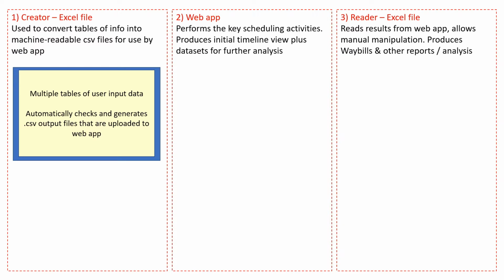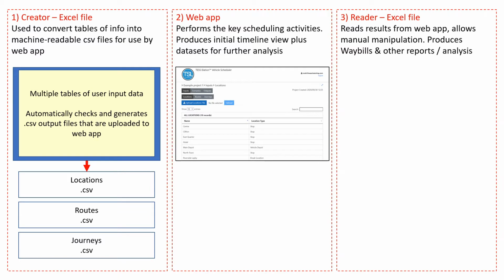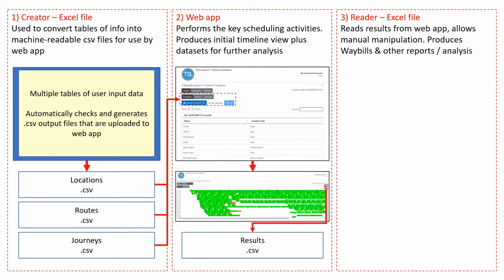So our first file contains a few tables of input data that are easy for you to understand and use. This file will check the accuracy of the data and then convert it into three CSV files that are required by the web app. The web app will then perform its scheduling activities and produce a basic timeline view. If happy, the user downloads the results set that sits behind this view.